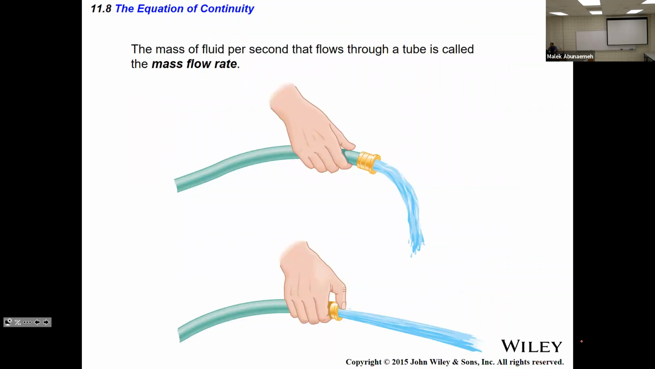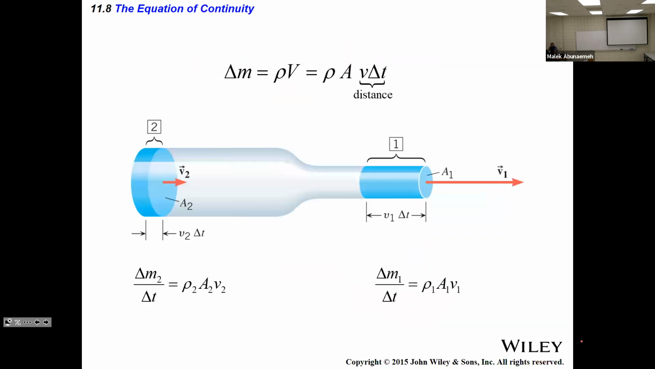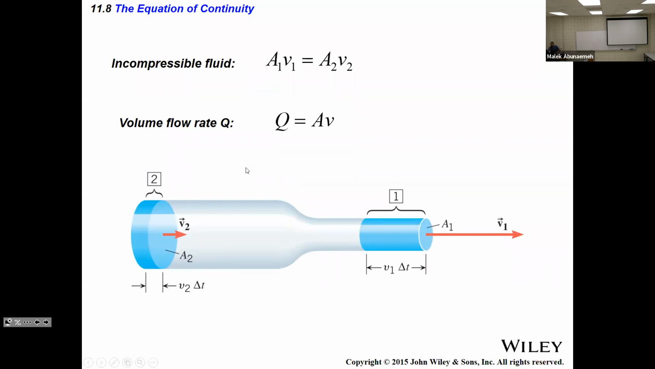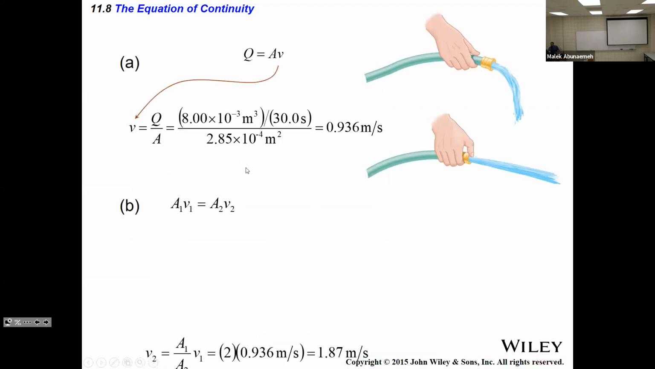The mass of the fluid per second that flows through the tube is called the mass flow rate. It's in kilograms per second. This is what we just did. We looked at water flowing in a hose with two different openings, so you get your A1 and your A2, with speeds V1 and V2. So basically rho A1 V1 equals rho 2 A2 V2, and your volume flow rate is your area multiplied by your speed.